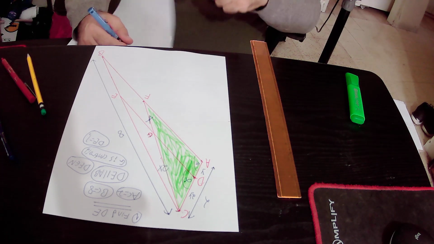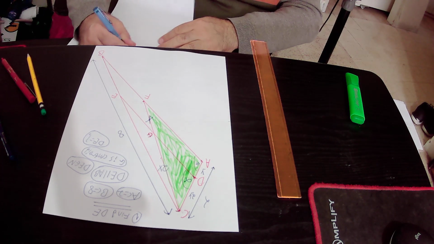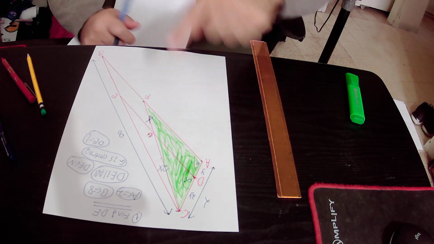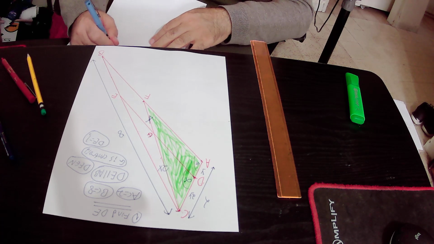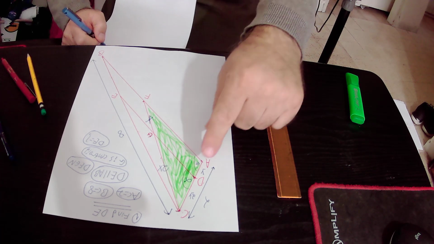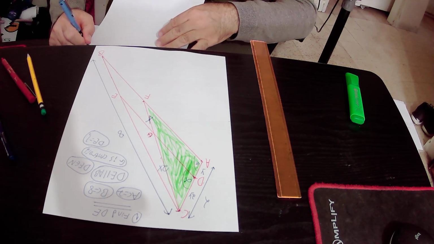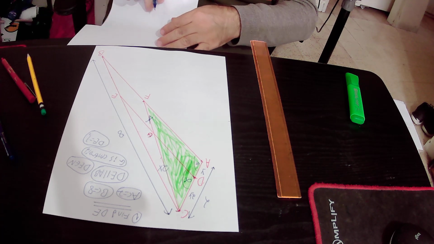Angle BAC, this angle, equals angle EDC, this angle, and both those two angles are equal to alpha, and they are equal to each other according to rule number 3.